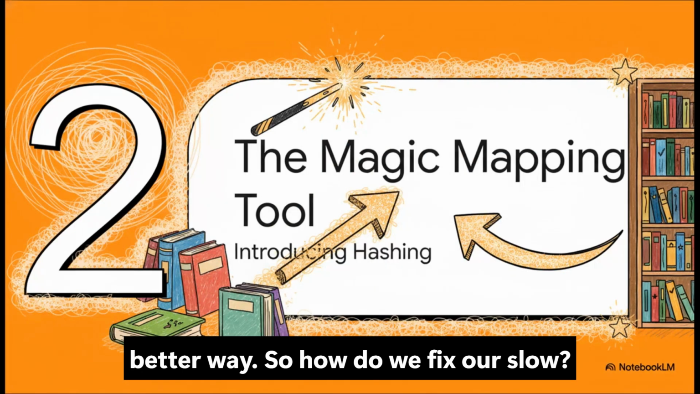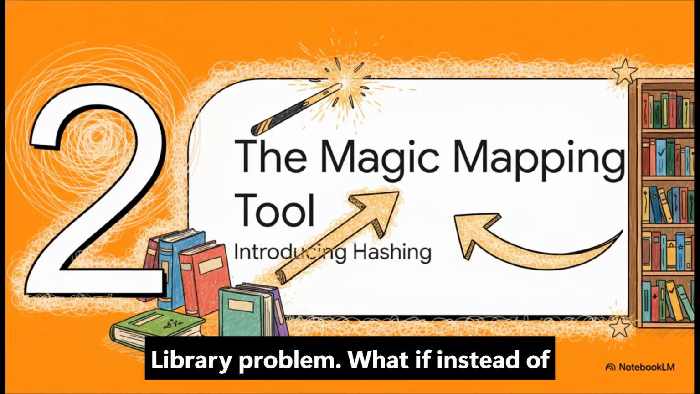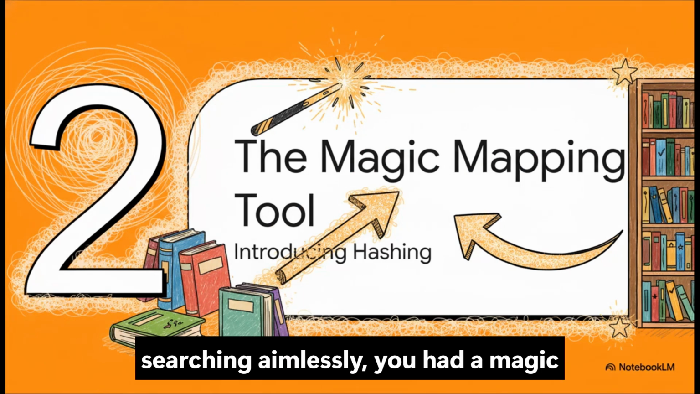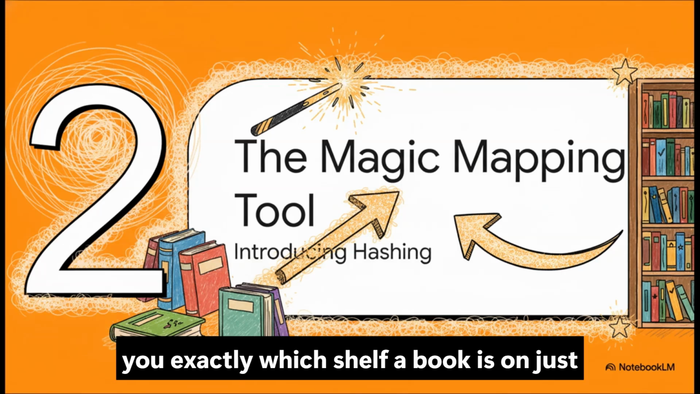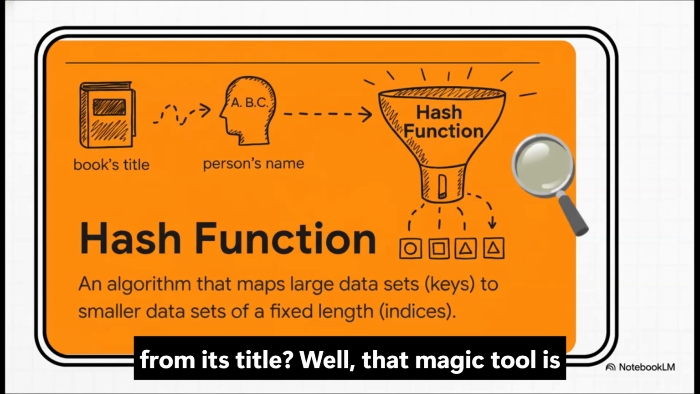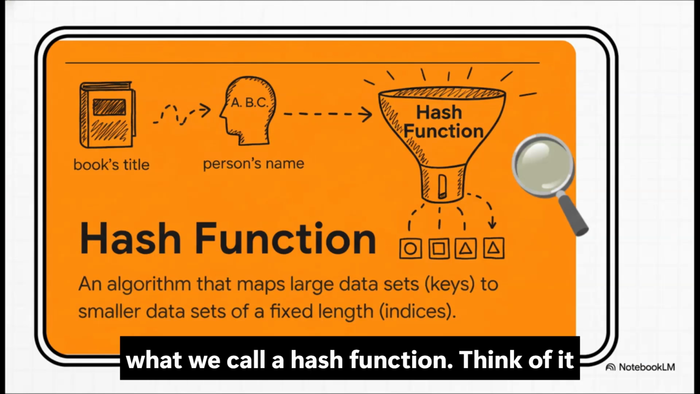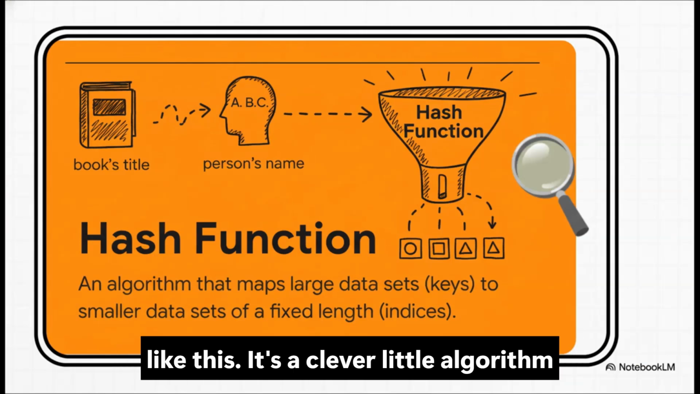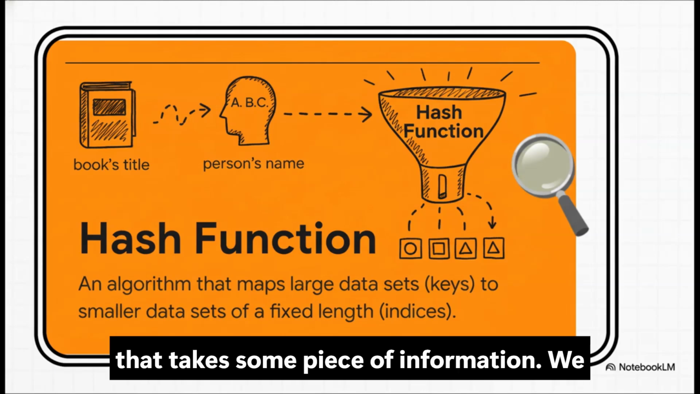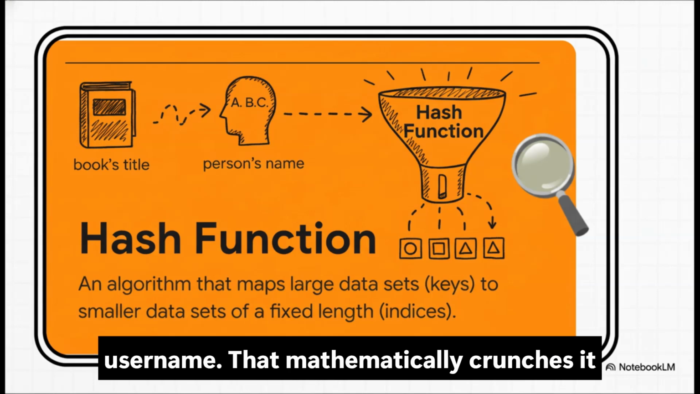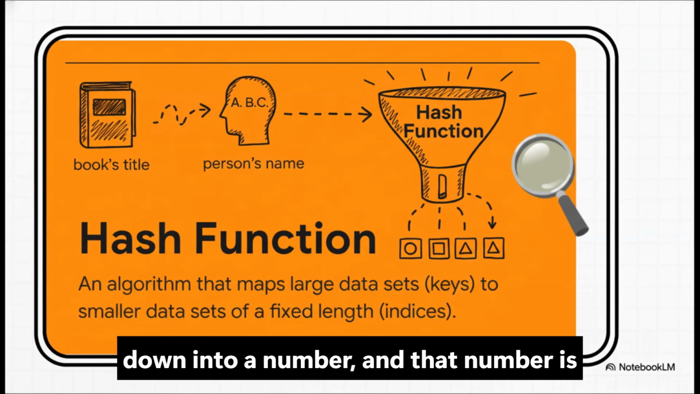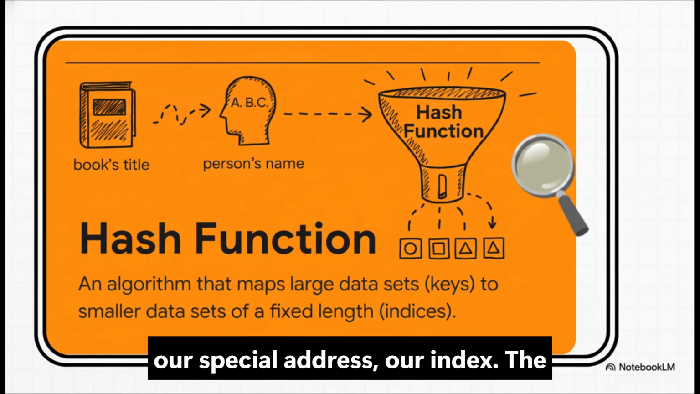So, how do we fix our slow library problem? What if, instead of searching aimlessly, you had a magic tool? Something that could instantly tell you exactly which shelf a book is on just from its title. Well, that magic tool is what we call a hash function. Think of it like this. It's a clever little algorithm that takes some piece of information, we call this a key, like a book title or a username, and it mathematically crunches it down into a number. And that number is our special address, our index.